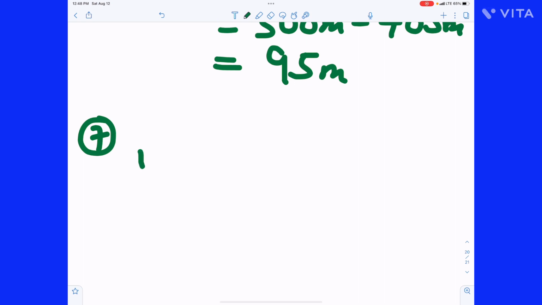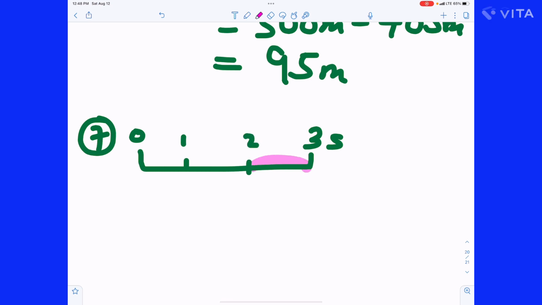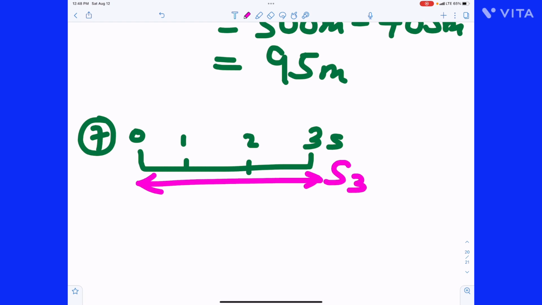If something travels for 3 seconds, that means it goes from 0 seconds to 3 seconds. Let's say 1 second is here, 2 seconds is here. If you need the distance traveled in this 3rd second, which is the last second, all you have to do is very simple. Calculate the total distance traveled for 3 seconds. Make this one S3. Also, calculate the distance it will travel for 2 seconds. Make this one S2.